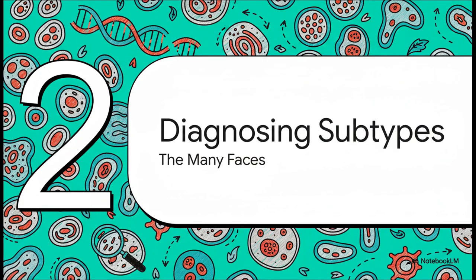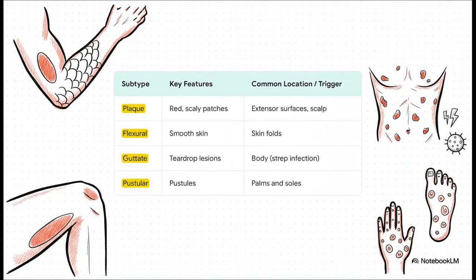Okay, so we know the why, but how does all this actually look in the clinic? That brings us right to section 2, diagnosing subtypes and features. Or, as I like to call it, recognizing the many faces of psoriasis. So the most common type, the one you'll see all the time, is plaque psoriasis. Those are your classic, well-defined, scaly patches on places like elbows and knees.